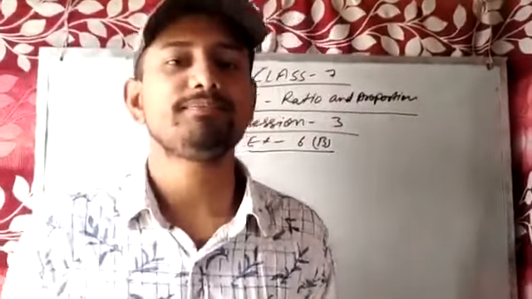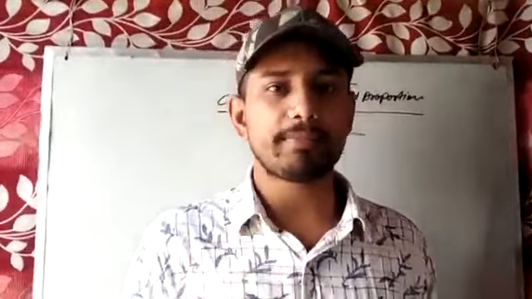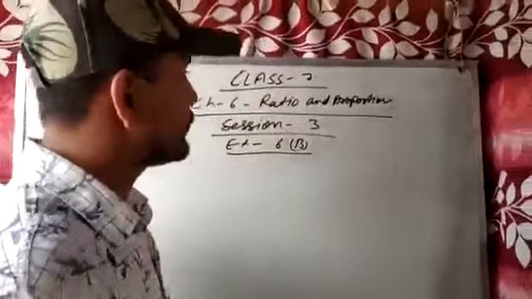Good morning students. Today I will start class 7 maths chapter 6, ratio and proportion. Now we have already completed exercise 6A. So today I will start exercise 6B.